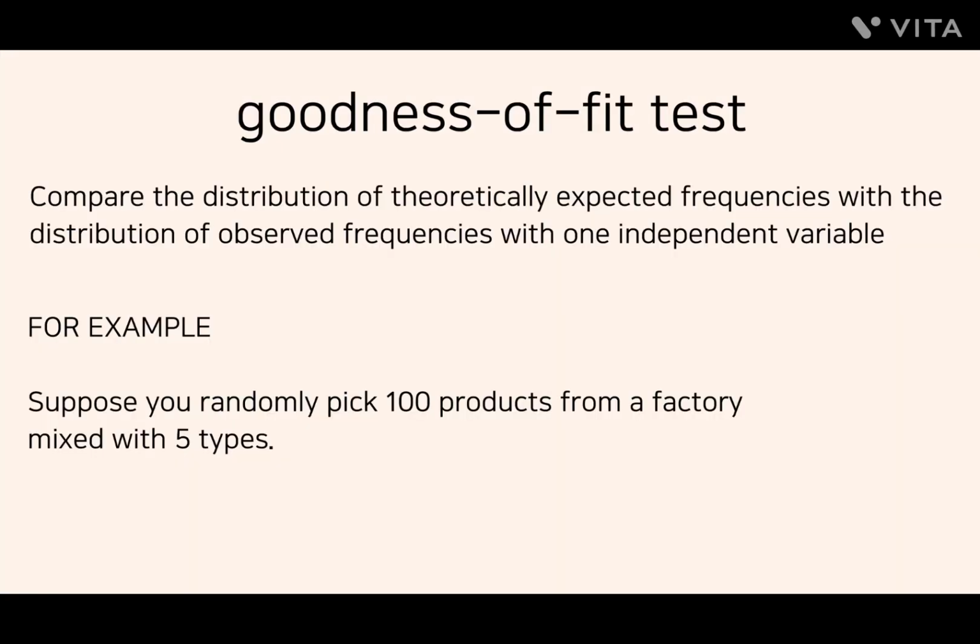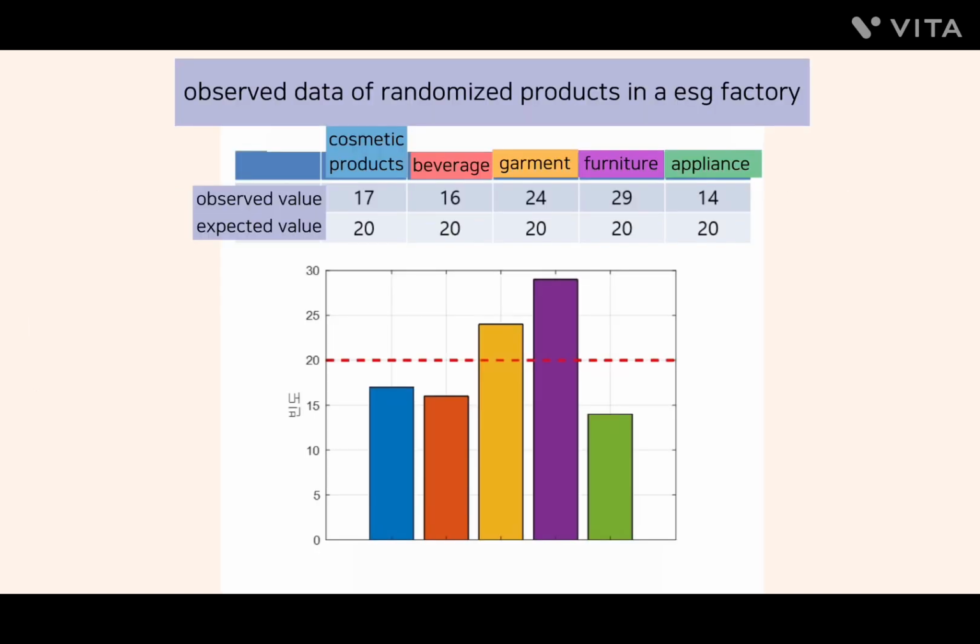Next is the goodness of fit test. The goodness of fit test compares the distribution of theoretically expected frequencies with the distribution of observed frequencies for one independent variable. For example, suppose you randomly pick 100 products from a factory mixed with 5 types. We predict that there will be 20 products of each type, because we think the 5 types are evenly mixed. When we observe the frequency of the chosen products, can we say that the 5 types in the factory are evenly mixed? The answer to this question is what you want to see in the goodness of fit test.